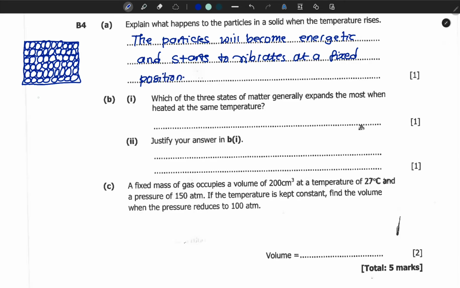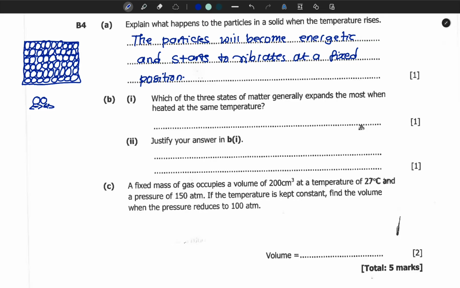So if let's say this is a particle and this is a particle, this will start to vibrate and this one will also start to vibrate. Now since there are no spaces, the vibration occurs in a fixed position.